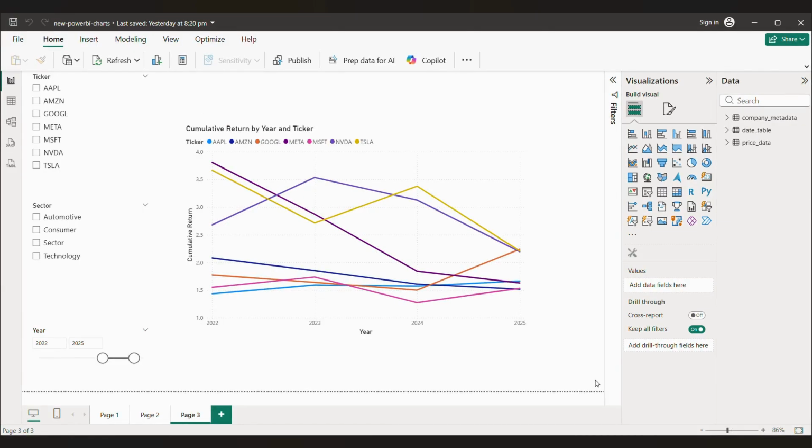Coming to the third and last page of the dashboard, we'll look at our long-term trajectory through the cumulative return chart. This chart is vital because it tracks the compounding effect of our investments from 2022 through 2025. It moves us away from looking at just the daily price and focuses on total value created. The takeaway here is clear.